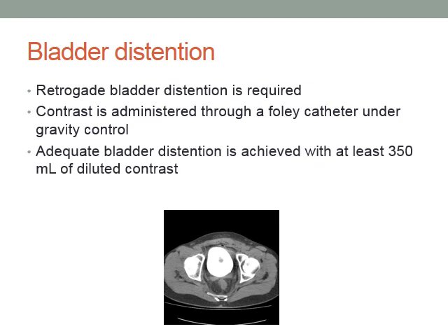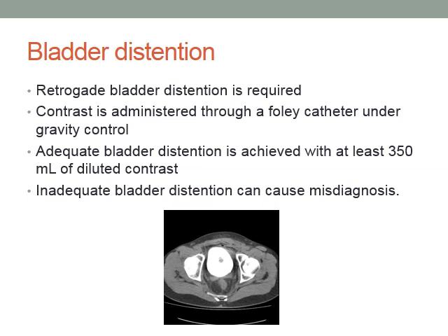At Virginia Mason Medical Center, they use Omnipaque 350 or Omnipaque 370 mixed with saline. It is imperative to have adequate bladder distension to eliminate misdiagnosis. If the bladder is not filled enough, leaks, extravasation, and perforation can be easily missed. And the image below is an example of a fully distended bladder.